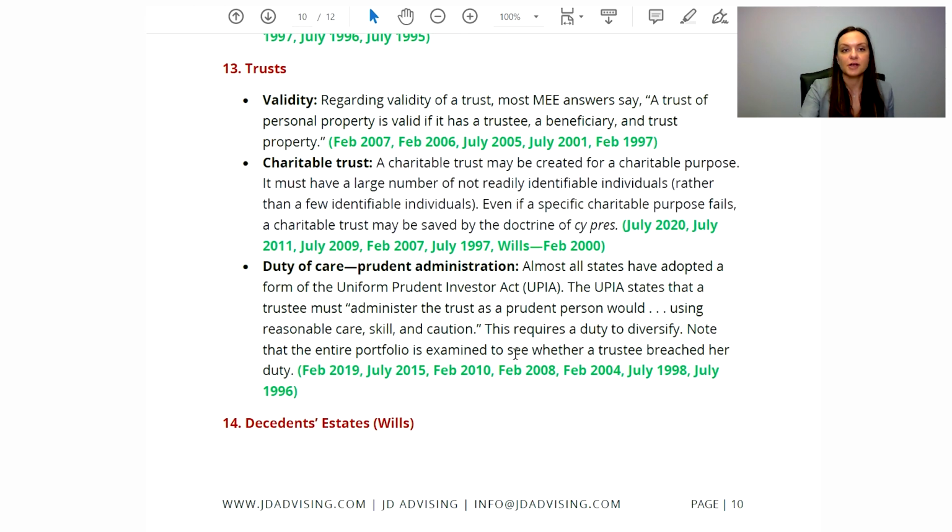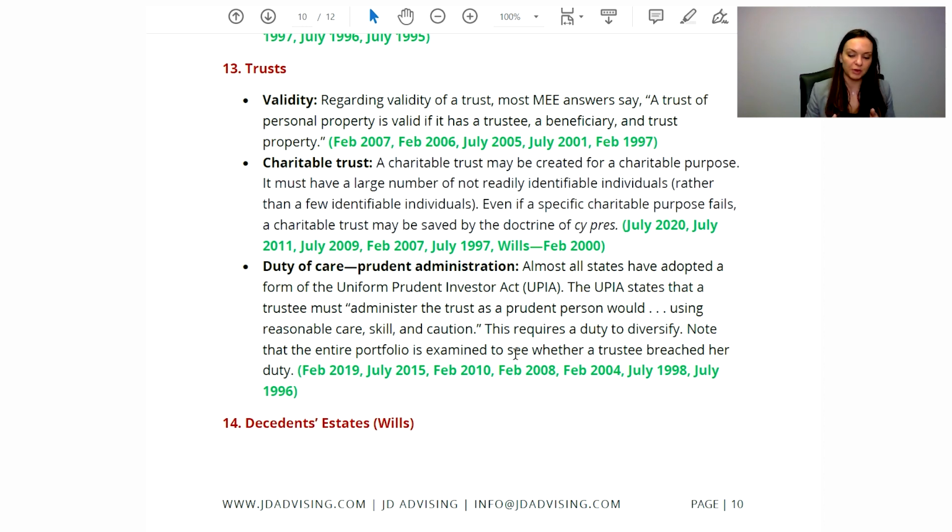Turning to the subject of trusts and future interests, some of the highly tested topics here are trust validity, the testing of charitable trusts, as well as a trustee's duties. A trustee is a fiduciary to the beneficiaries of a trust, and one of their fiduciary duties is the duty of care. So a few things that I want to discuss here: usually when they test trust validity, one thing that we find the answers often discuss as well, they'll say something like a trust of personal property is valid if there's a trustee, a beneficiary, and trust property.